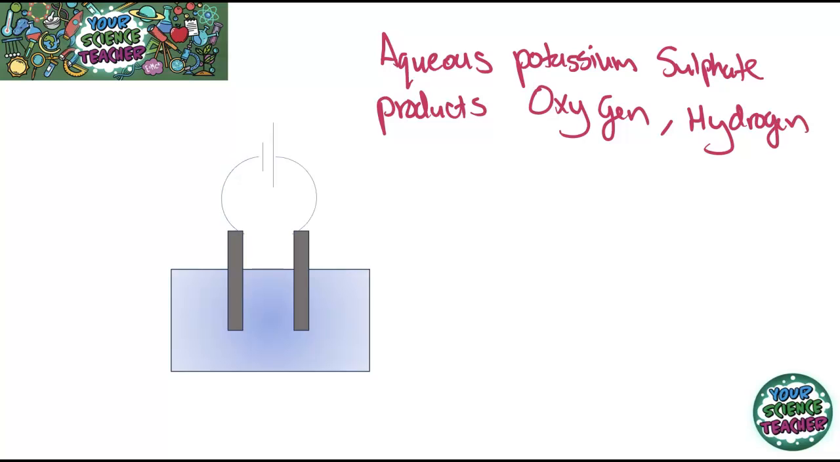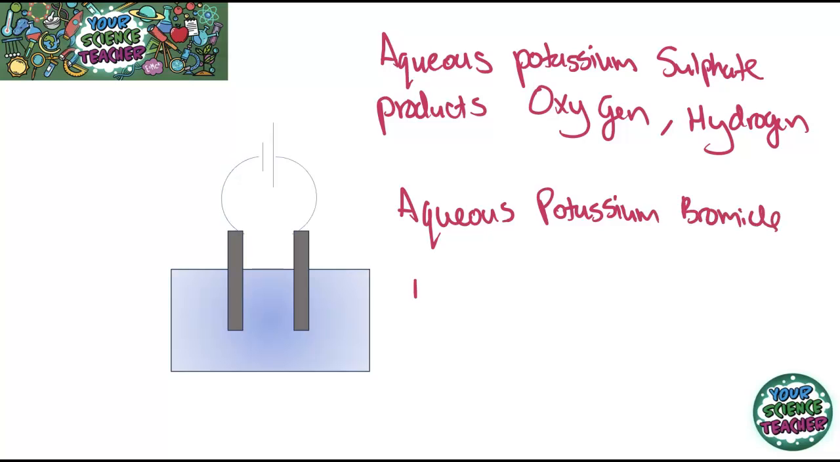But what happens if I change it up? This time I've got aqueous potassium bromide. Well, this time I've still got that really reactive metal, so I'm still going to make hydrogen. But this time I have a halogen, that's a better way of saying it, so I'm going to make the halogen as my product. I'm going to make bromine.